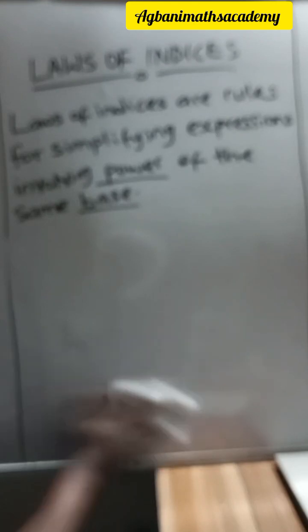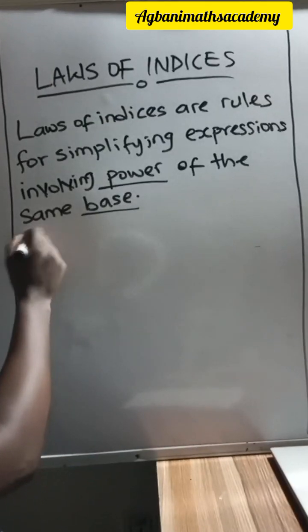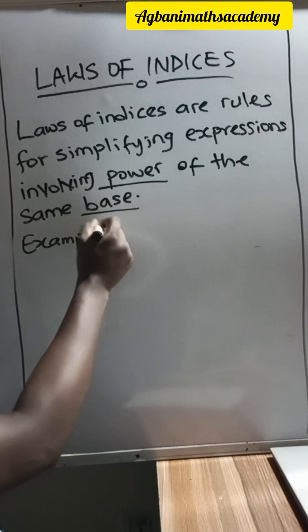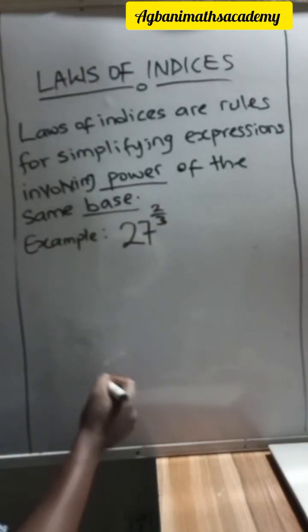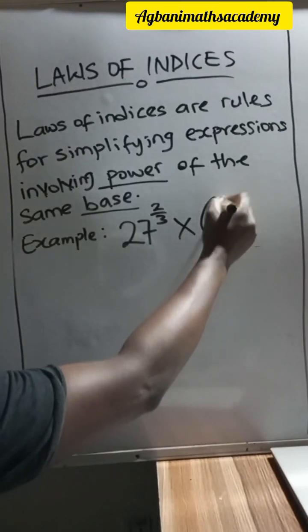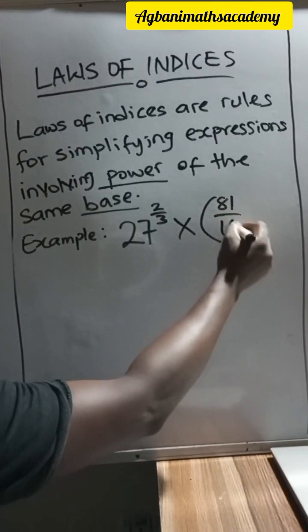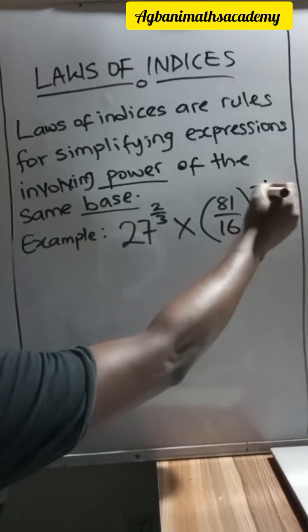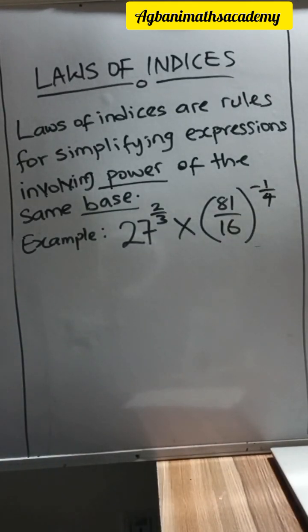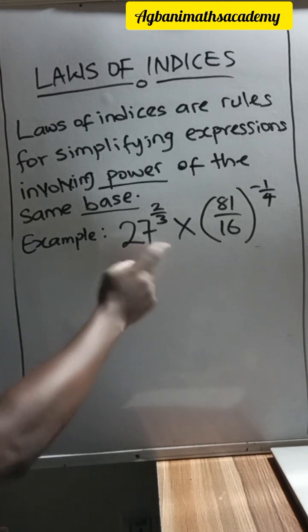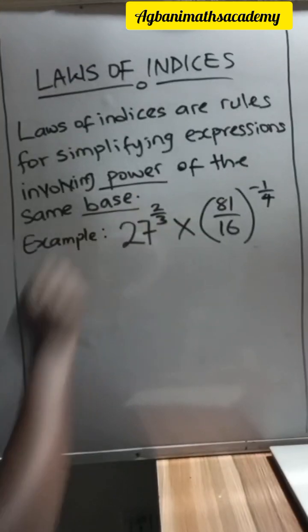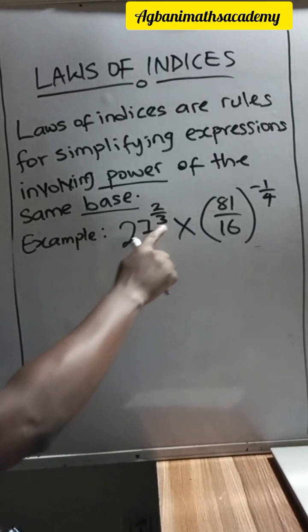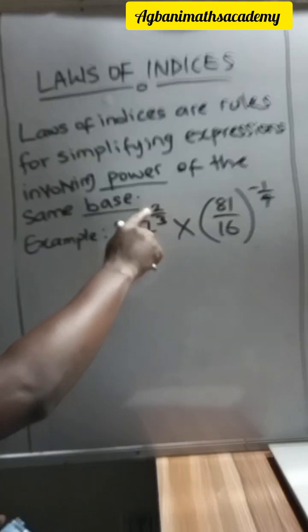We have 27 to the power of 2 all over 3, multiplied by 81 all over 16, to the power of negative 1 all over 4. Okay, so let's see how to solve this. So these are two exponential expressions. Looking at 27 to the power of 2 all over 3, this tells us that 3 is the root while 2 is the power.